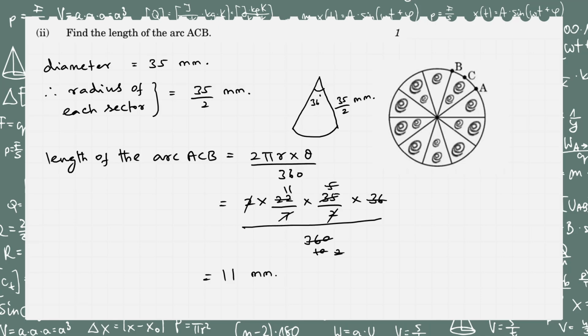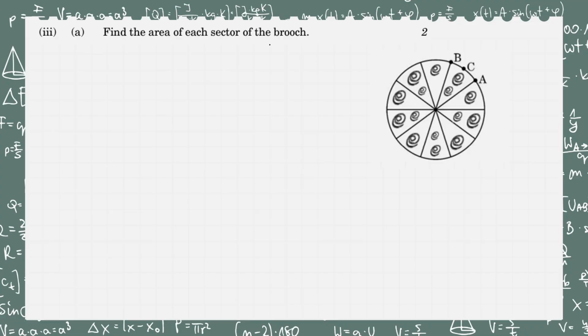Let's move on to the next sum. The first one is find the area of each sector of the brooch. Okay, and let me draw one sector alone.